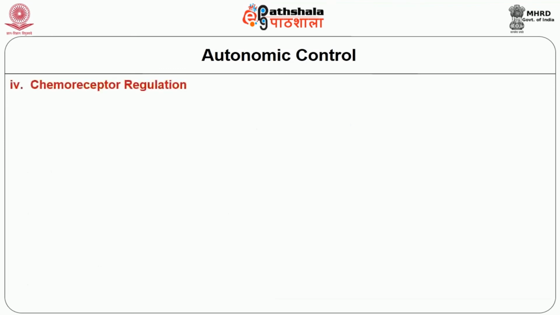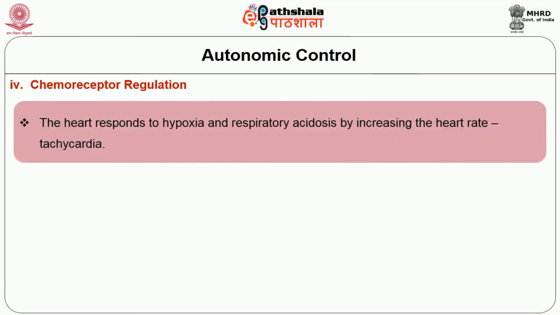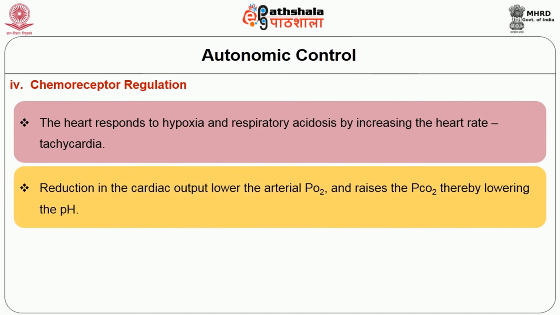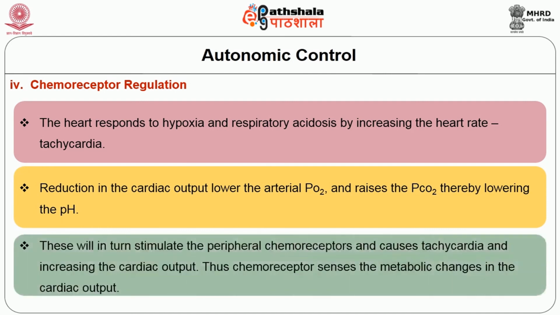Then chemoreceptor regulation. The heart responds to hypoxia and respiratory acidosis by increasing the heart rate. This is called tachycardia. Reduction in the cardiac output lowers the arterial oxygen pressure and raises the partial carbon dioxide pressure, thereby lowering the pH. This will in turn stimulate the peripheral chemoreceptors and cause tachycardia and increase the cardiac output. Thus, chemoreceptors sense the metabolic changes in the cardiac output.